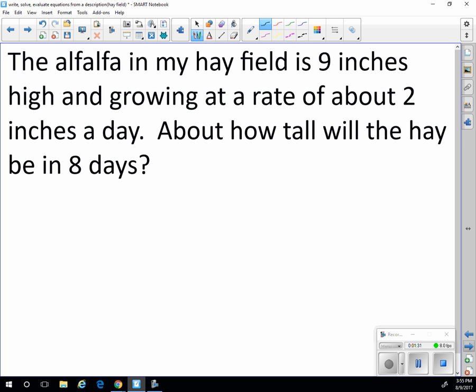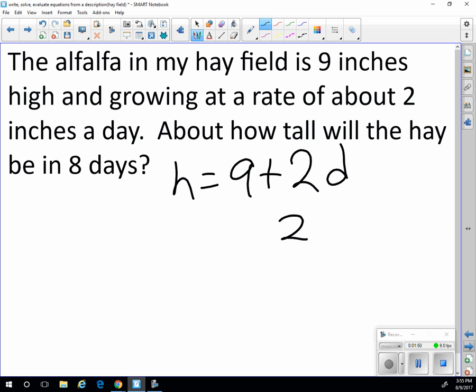The alfalfa in my hayfield is 9 inches high and growing at a rate of about 2 inches a day. About how tall will the hay be in 8 days? So we say the height is equal to how tall it is now plus how much it grows every day times the number of days. What else do we know? Well, we know the number of days.